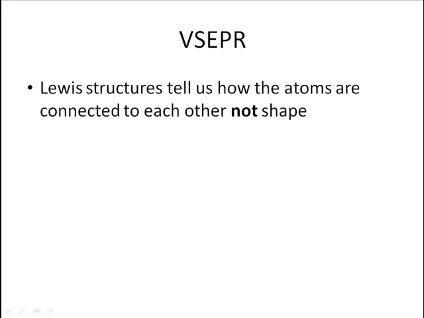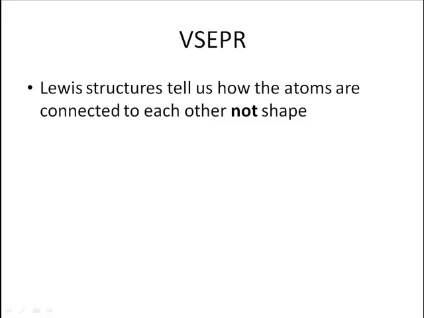Now, VSEPR. VSEPR is an abbreviation that stands for valence shell electron pair repulsion theory. Now, the good thing about it is you do not have to know what it stands for at all. It is: electron domains prefer to be as far apart as possible. That's it.